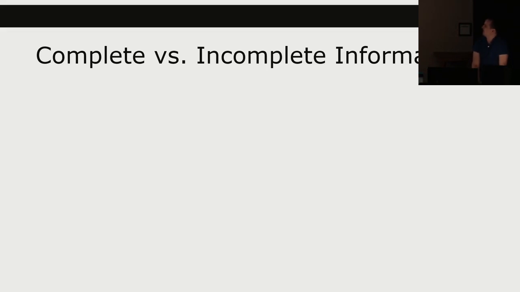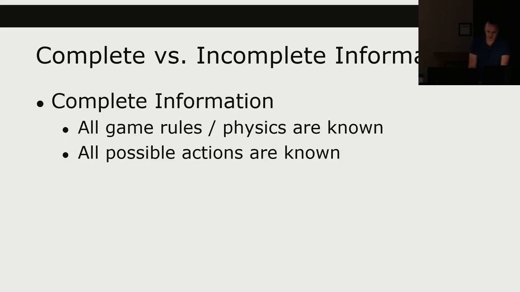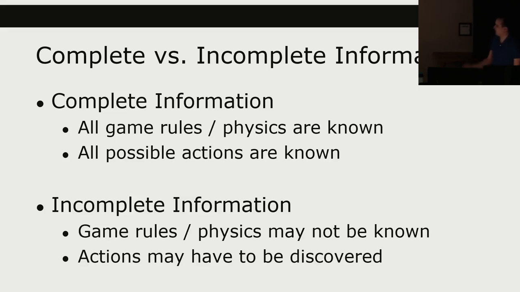Complete versus incomplete information. This sounds a lot like perfect versus imperfect information, but it's actually different. In complete information environments, all of the game rules and physics are known, and all of the possible actions are known. Versus in incomplete information, the game rules or game physics may not actually be known, right? And so the actions may have to be discovered.